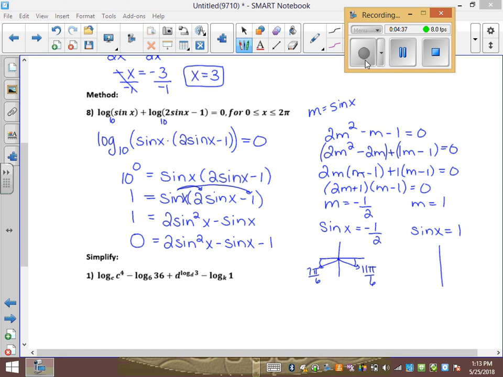And then where does sine x equal 1? Well, where does y equal 1? At pi over 2 or 90. So x equals pi over 2, 7 pi over 6, 11 pi over 6.